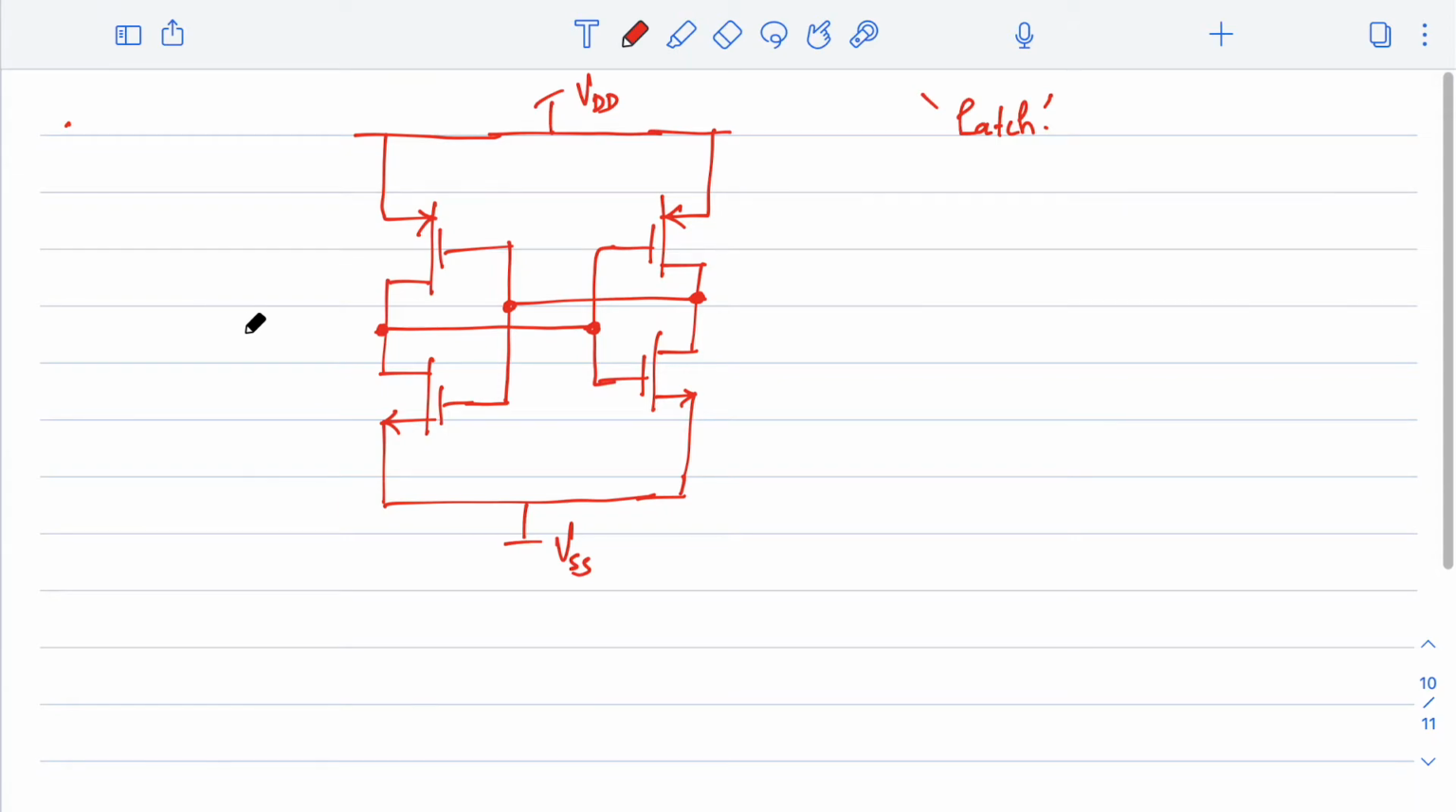Can I directly connect the input here? Can I directly do that? So can I connect this to VCM plus VD and this to VCM minus VD? Will this work? What do you think? Yes or no?